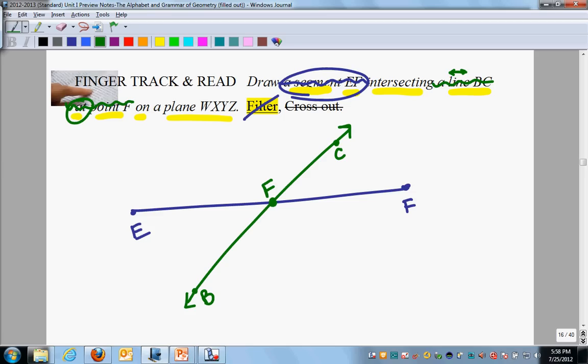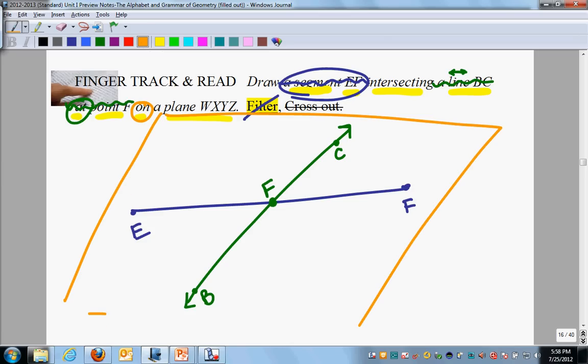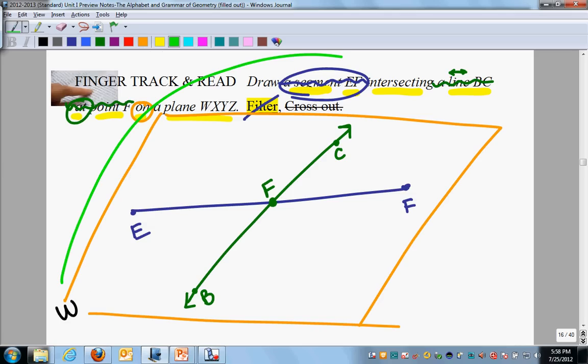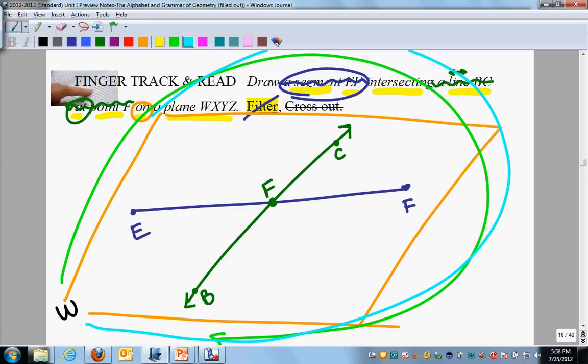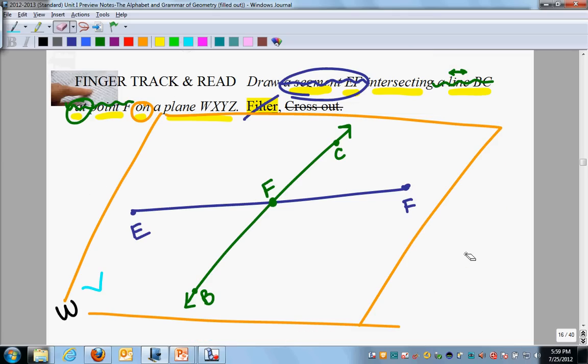Now this entire diagram is on a plane WXYZ. So we draw a tabletop. Doesn't matter where we started. I'm going to put the W here, and there's two directions. We could label either this way, clockwise, or we can label this way, counterclockwise. What we cannot do is a Z formation. So I'm going to go clockwise. So W, X, Y, and Z. Cross it out.